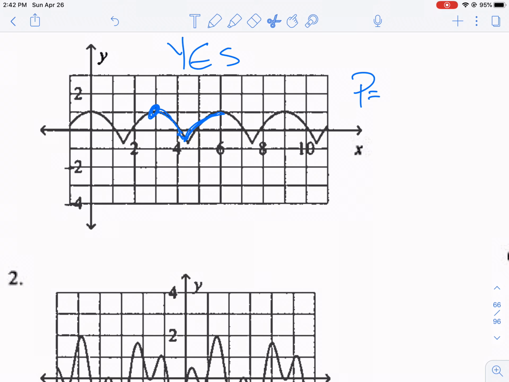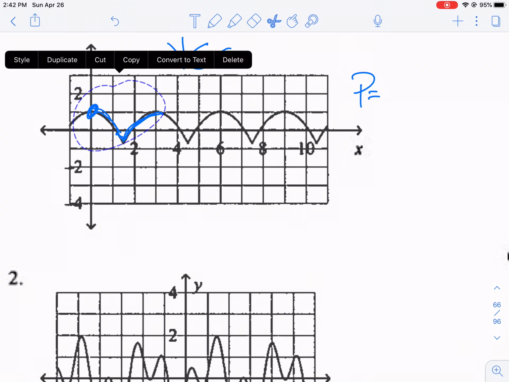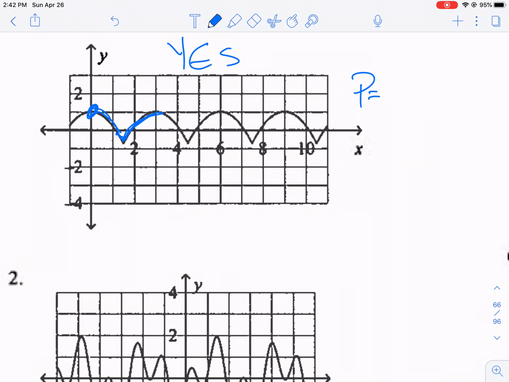And if I slide it over, you can see that we have that exact same piece of the graph again. And it would repeat again. So I'm going to just bring it back here. This is how long it takes. So from 0 to 3, and I'm talking about x values, so we say that the period is 3.